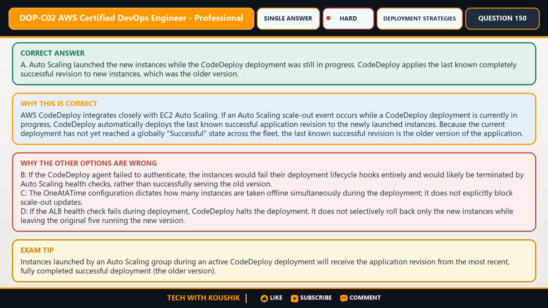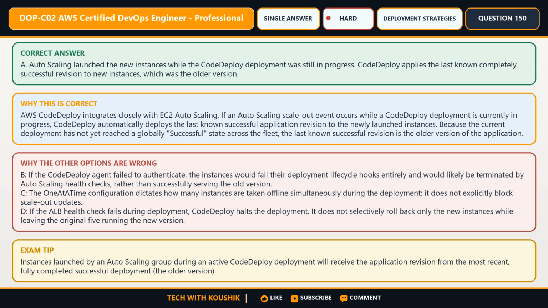The best choice is option A. Auto Scaling launched the new instances while the CodeDeploy deployment was still in progress. CodeDeploy applies the last known completely successful revision to new instances, which was the older version. Here's why. AWS CodeDeploy integrates closely with EC2 Auto Scaling. If an Auto Scaling scale-out event occurs while a CodeDeploy deployment is currently in progress, CodeDeploy automatically deploys the last known successful application revision to the newly launched instances. Because the current deployment has not yet reached a globally successful state across the fleet, the last known successful revision is the older version of the application.